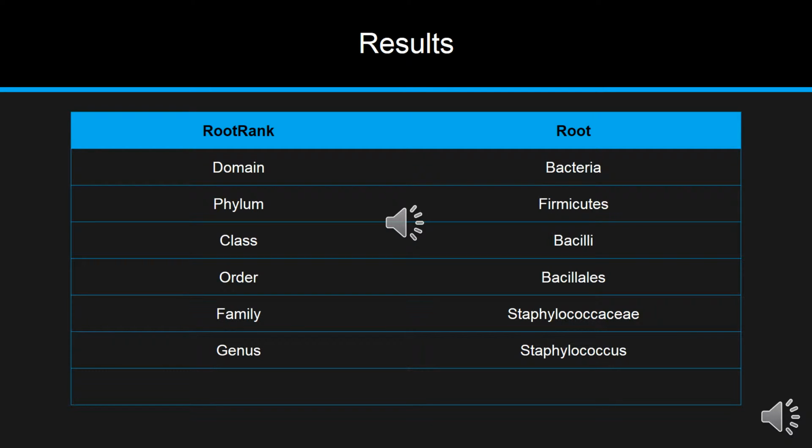The unknown that I found was Staphylococcus aureus. Staphylococcus aureus is a gram-positive bacteria, meaning it has a thick cell wall composed of peptidoglycan. It colonizes the nose, respiratory tract, and even the skin.